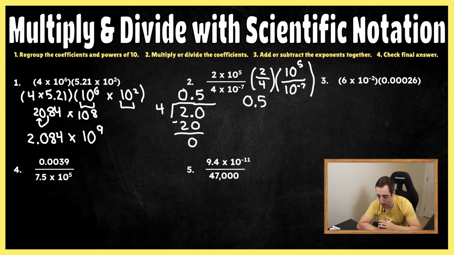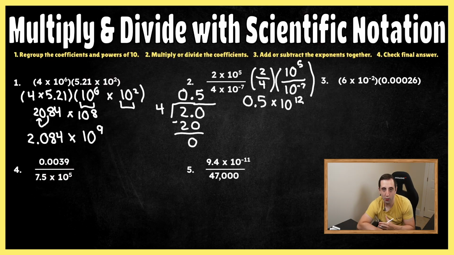Now, what's different about our like bases here, it's now set up like a division problem. So properties of exponents says that if we have like bases and we're dividing them, we don't add our powers this time, but we subtract them instead. So we need to do 5 minus negative 7. You can't subtract a negative. Instead, it actually turns into addition here. So it's going to be 5 plus 7. So we're going to end up getting 0.5 times 10 to the 12th.